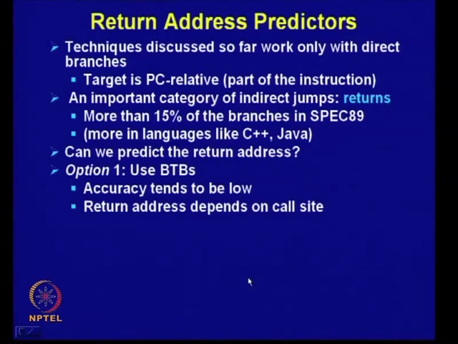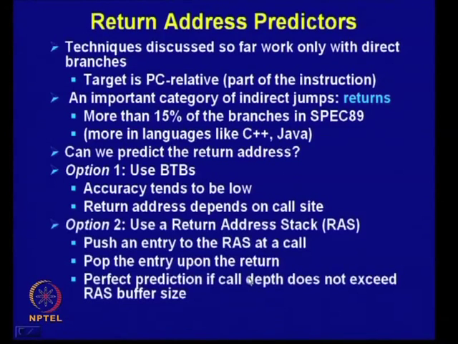So what is the alternative? The alternative is to use a return address stack. So this is how the problem can be overcome. With the help of this return address stack, you can push an entry to the return address stack at a call and pop the entry upon return. So this is how you can resolve this problem. In addition to branch prediction and branch target buffer, you will require a return address stack.